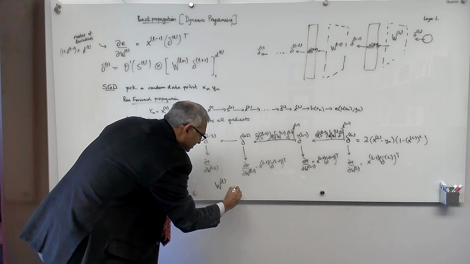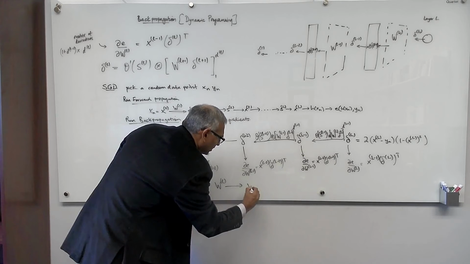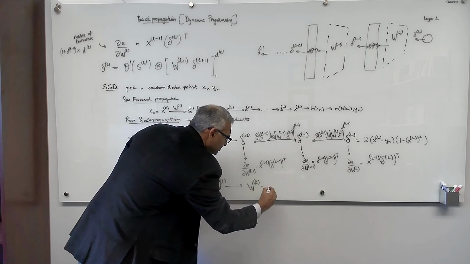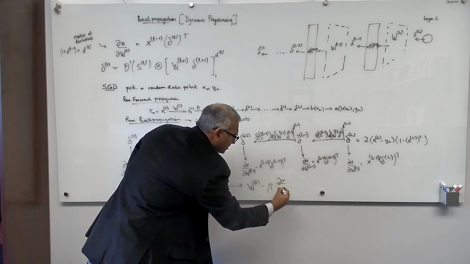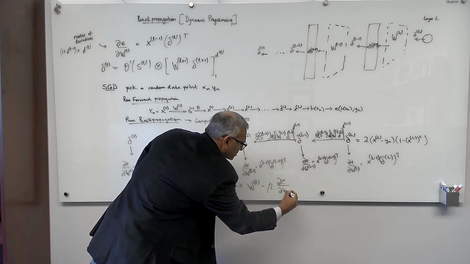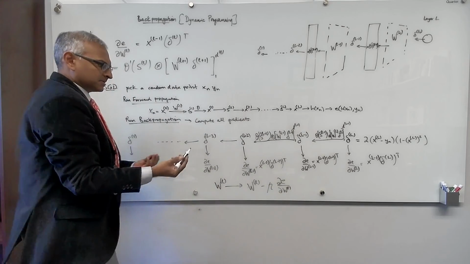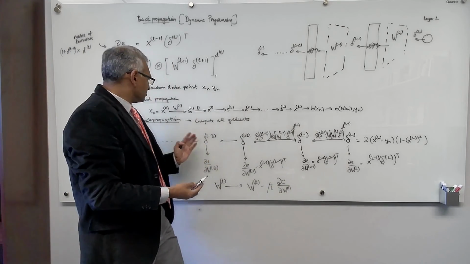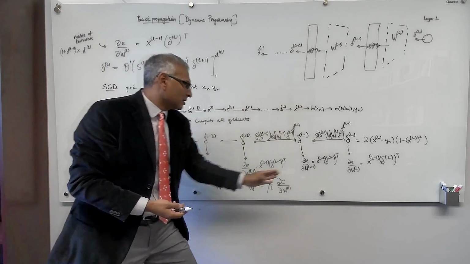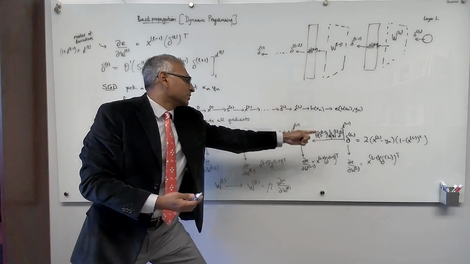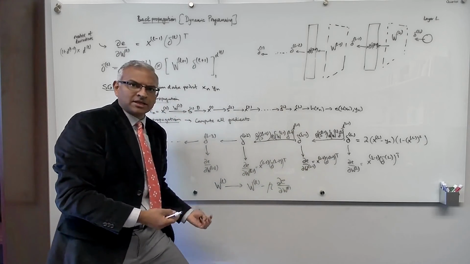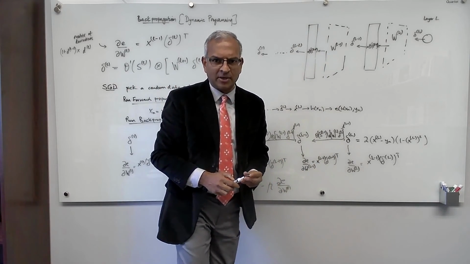WL gets updated to WL minus eta times the gradient of this error with respect to its weight matrix. So you pick a random point, run a forward, run a backward, get all the gradients, update all the weights. Pick a data point randomly, run a forward, run a backward, get all the gradients, do an update. That's stochastic gradient descent. Wonderful.